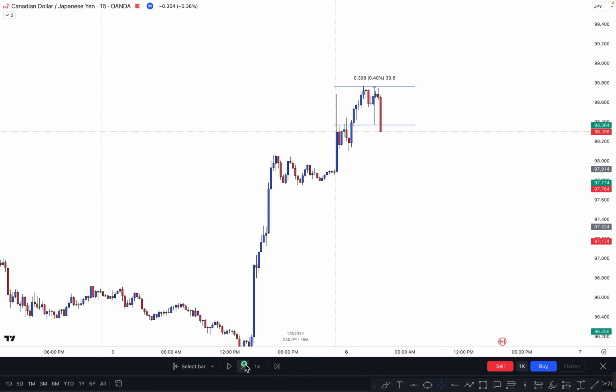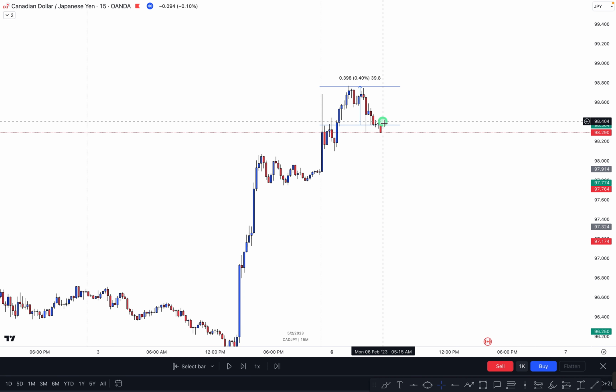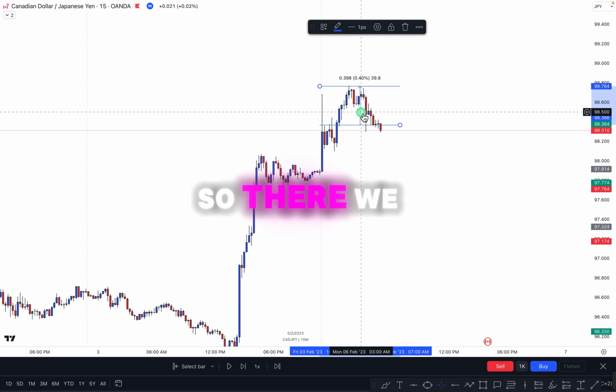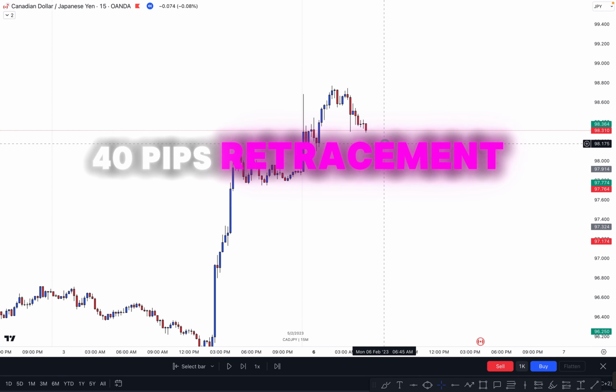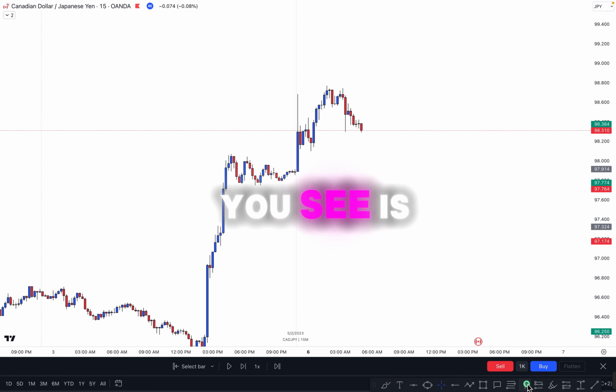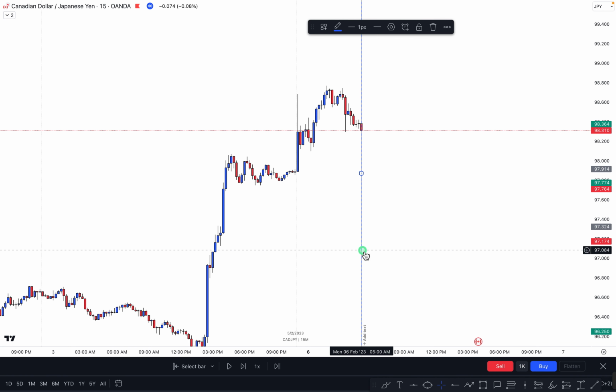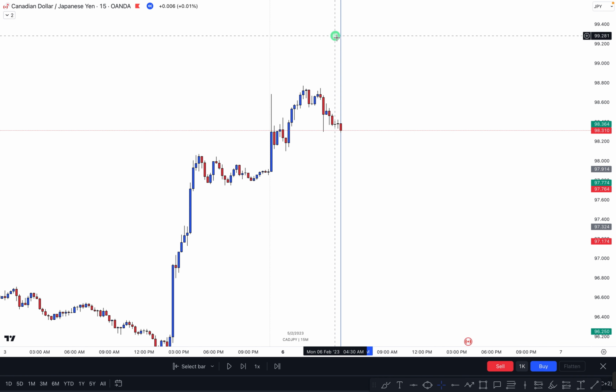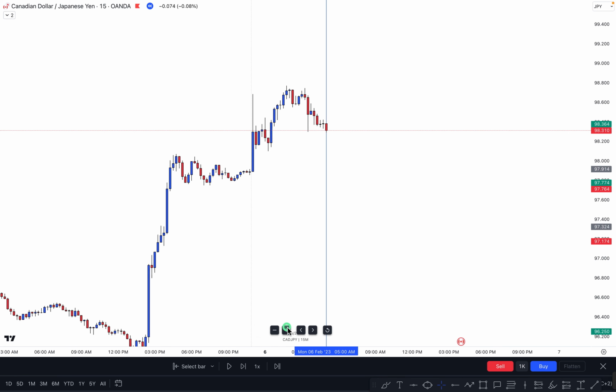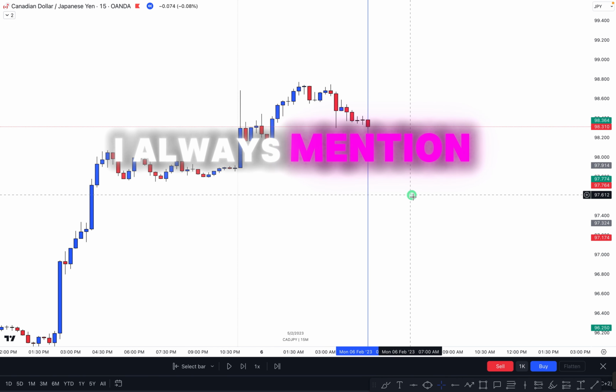Let's wait until it comes down. You can see here it has already come down. So there we already have the 40 pips retracement. After that, you see, is it already 5? Yeah, here it's already 5. So after it has reached 5, you follow the other rules that I always mention.